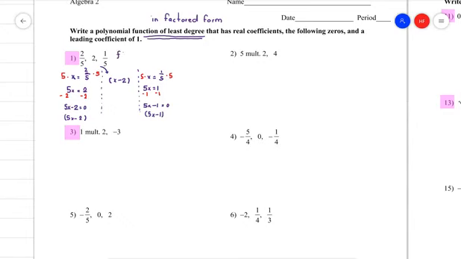So when I'm writing the function, f of x would equal 5x minus 1 times x minus 2 times 5x minus 1.